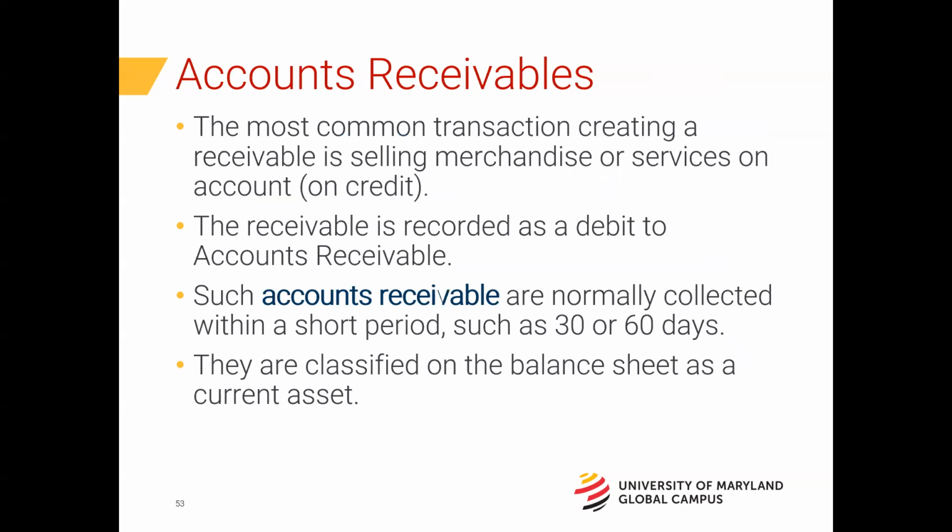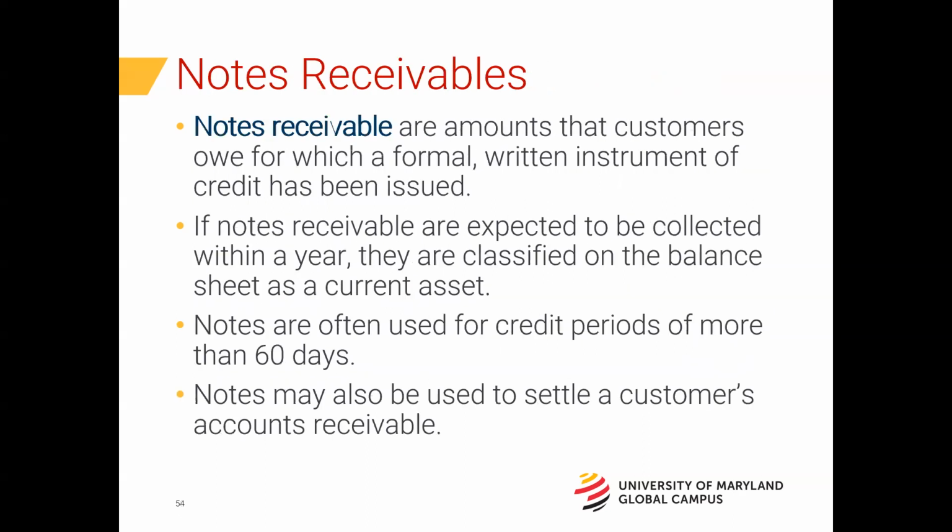We'll dive a little bit deeper. So accounts receivable, very, very common. They're typically collected within short time frames, 30 or 60 days. It's typically always 30 days, sometimes 60, depending on the agreement with the customer. Accounts receivable are short term, they're on the balance sheet, and they're otherwise known as a current asset because you expect to collect your accounts receivable within 12 months or less.